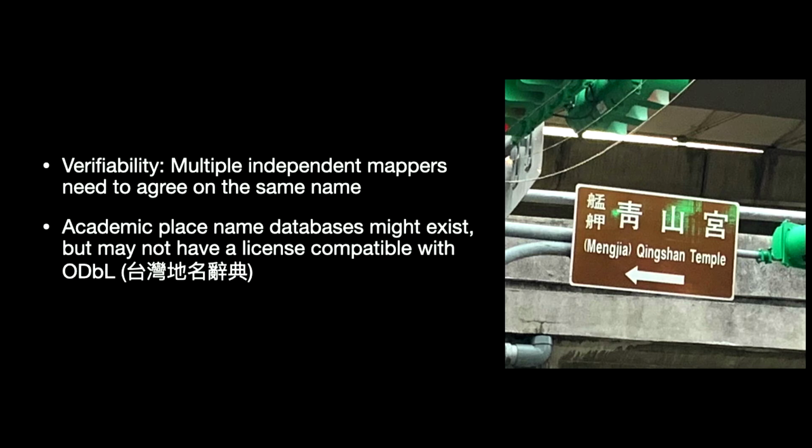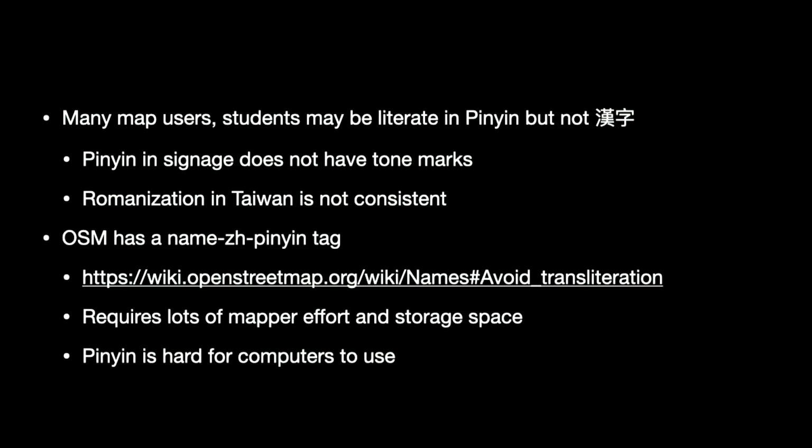Cool, so I'm going to move on to the last related topic, which is about if you're in Taiwan and you don't speak Chinese perfectly. Most people now know Pinyin, which has become the international standard for romanizing Mandarin. So there are many map users who might be literate in Pinyin, but not Hanzi. And if they want to find a place on the map, or they want to look at a map or read place names, if they don't know the characters, they might not be able to do that.